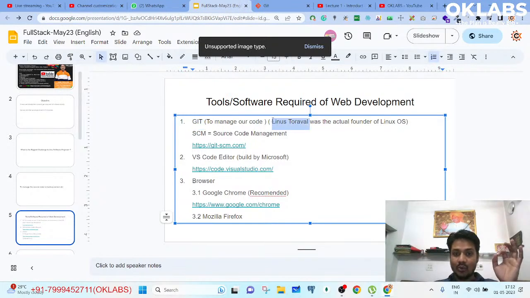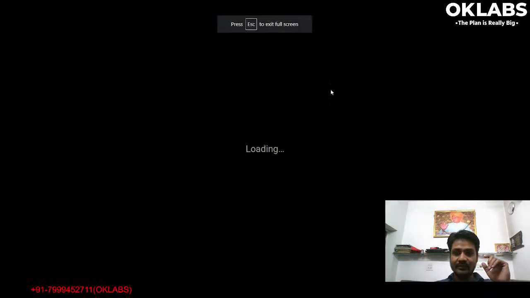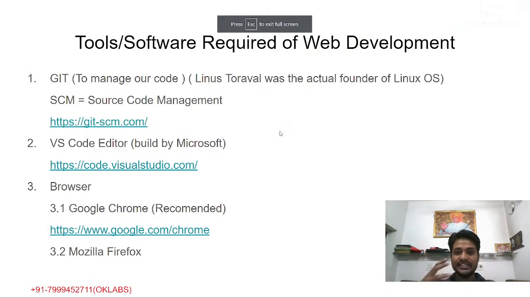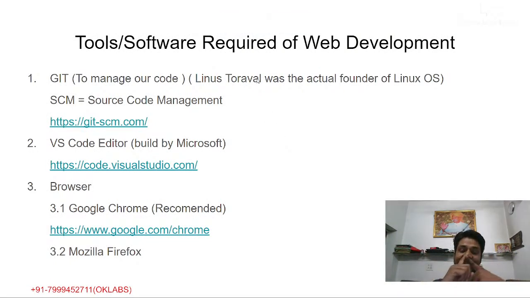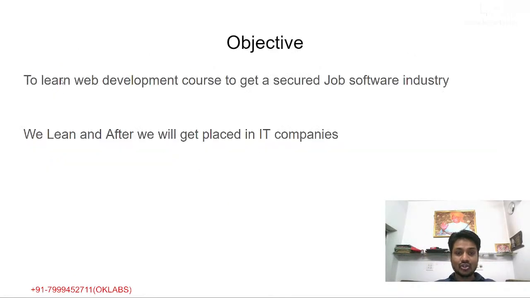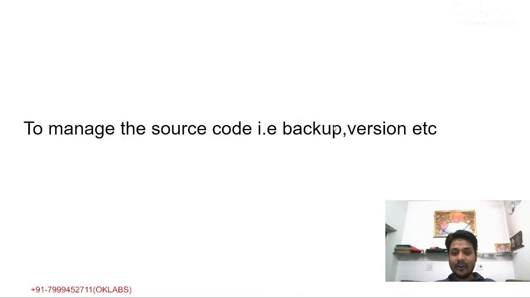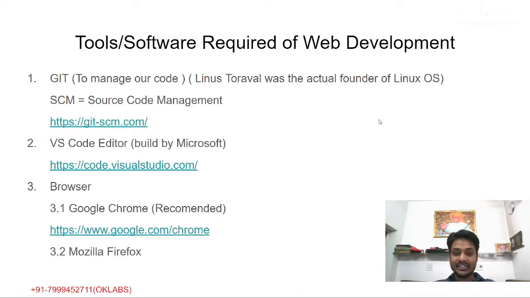When Linus Torvalds was writing the initial code structure of the Linux operating system, he was very worried about managing source code and managing proper backups. So Linus Torvalds, the founder of the Linux operating system, built the Git software for managing what? For managing the source code. With the help of Git, we will be able to take backups and manage different version control systems.